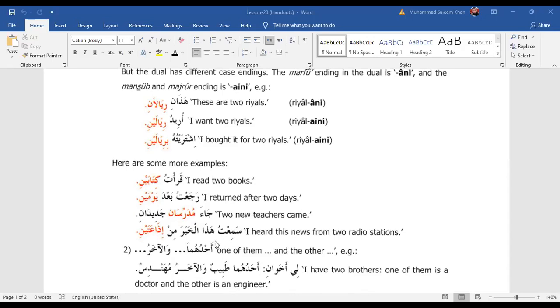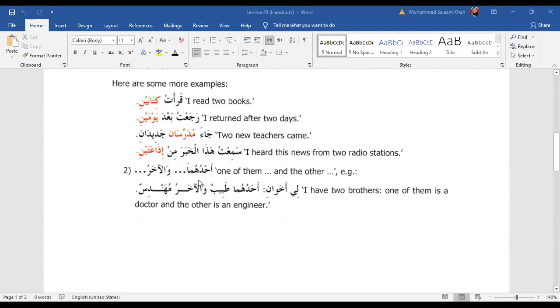سمعت هذا الخبر من إذاعتين. I heard this news from 2 radio stations. So here من إذاعتين is majroor because it has come after the harf jar, which is min. And then we have here أحدهما والآخر. أحدهما, one of them, and آخر is the other, as we have learned earlier in the previous lessons.